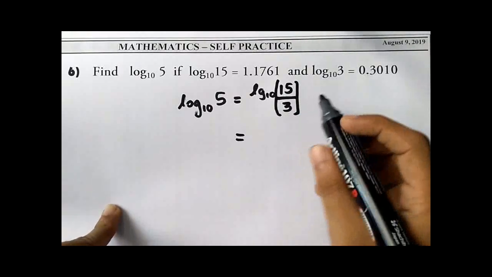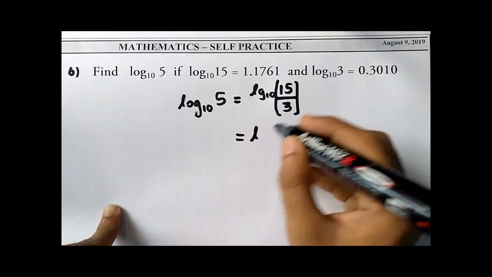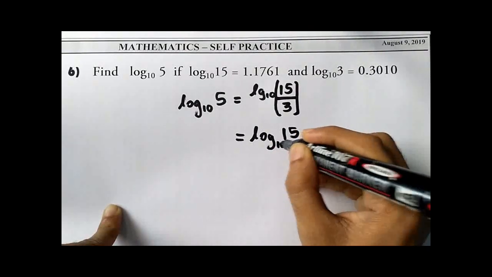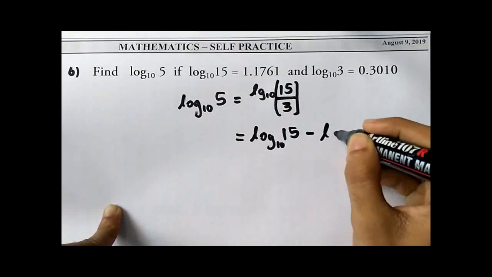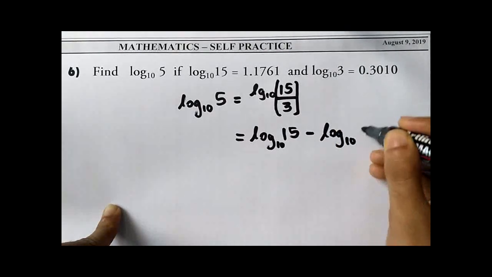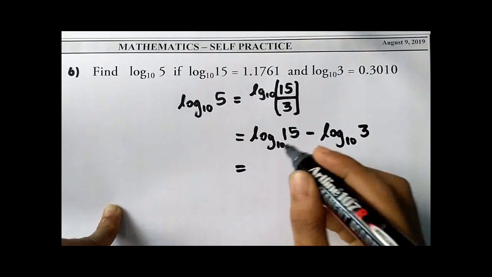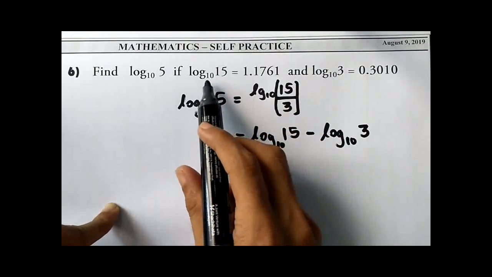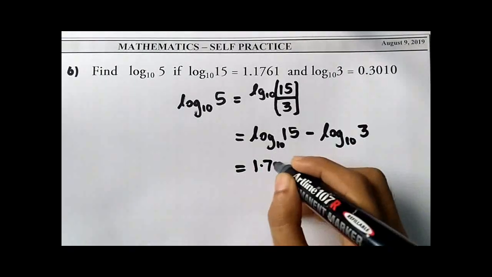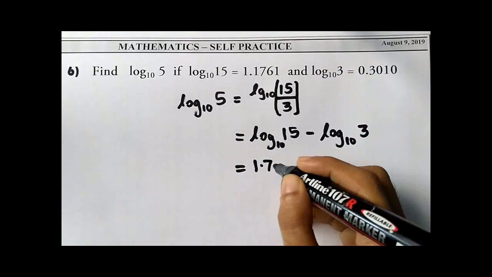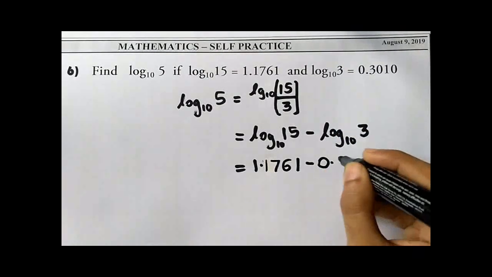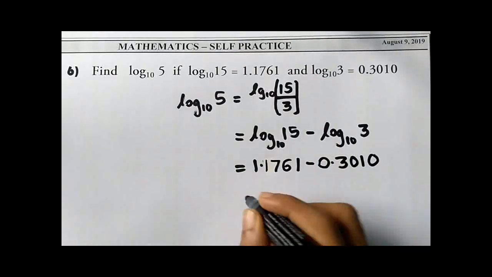Okay, so in logarithm, if there's a division sign, when we are dividing into two parts, then we have to write the sign as minus. Okay, and now they have already given the substitution of log 10 15 as 1.1761, and for log 10 3 they have given 0.3010. And now we just have to subtract them.